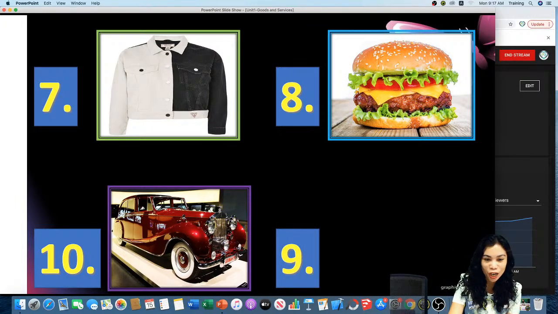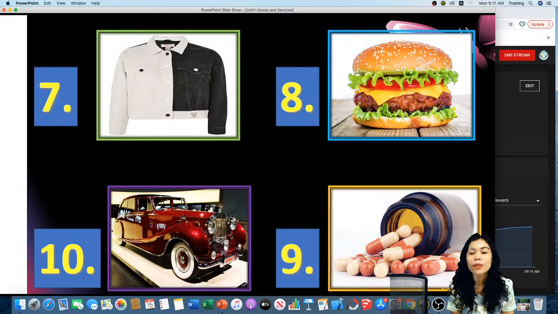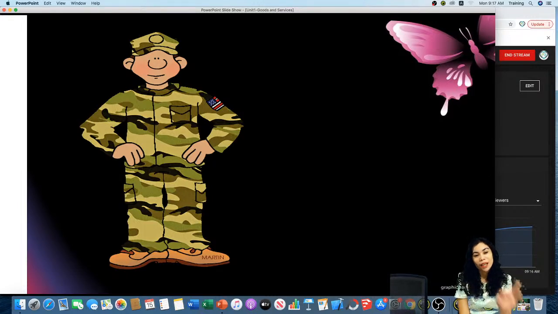I interchanged the numbers. So number 9 was supposed to be number 10. I'm sorry for this mistake. So number 10 is medicine. Medicine, student, is it a need or a want? It's an example of a need, because we need medicine to keep us healthy and to stay alive. Okay, students, can you tell me what's the occupation, or what's the job of this man?